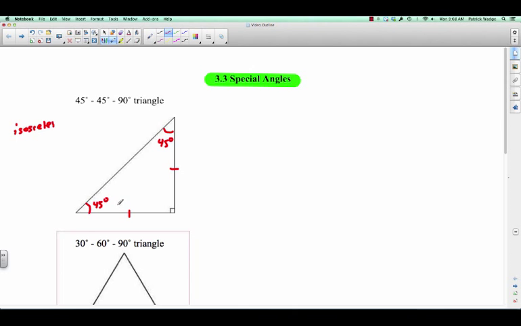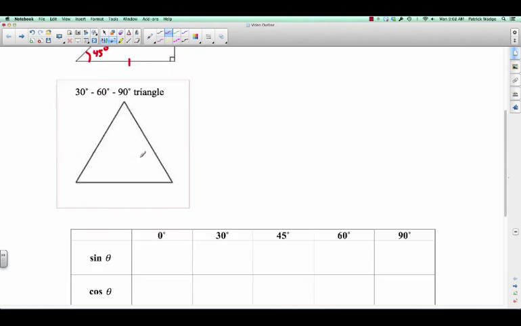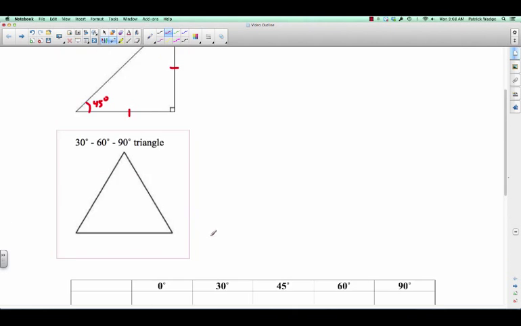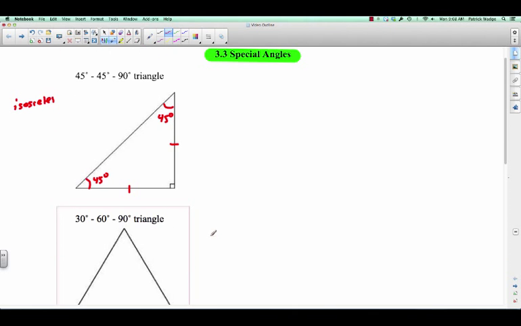It's an isosceles triangle. So we're going to try to figure out what sine 45 is and cos 45. We want to fill in this table down here. And we have a right triangle, so we can use sine and cosine. But we don't know any of the side lengths. So you get to pick anything you want. If, for example, you pick 7 here, what has to go here? 7. We said it's isosceles.